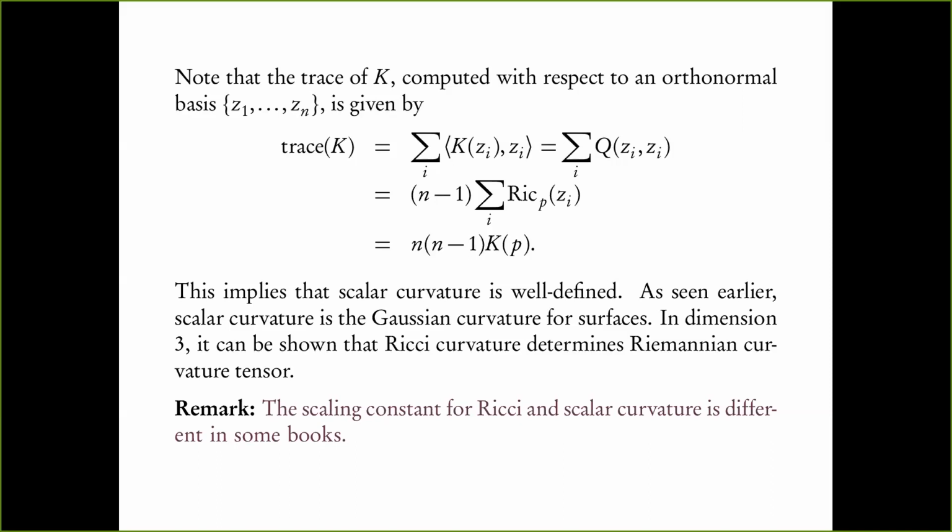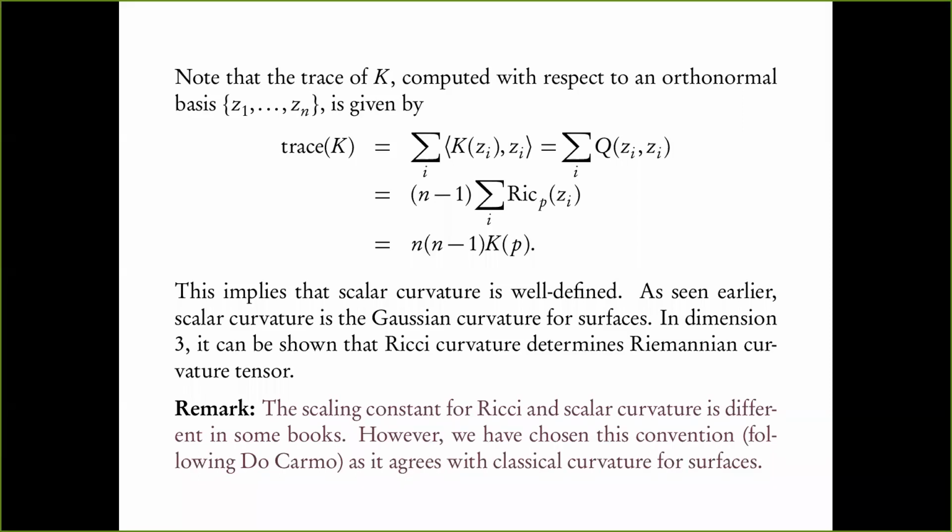The reason why we chose to follow do Carmo is because with these scaling constants, the Ricci curvature and the scalar curvature agree with the Gaussian curvature of the surfaces. Otherwise, there would be a factor of 2. Okay, that's the reason to choose this.